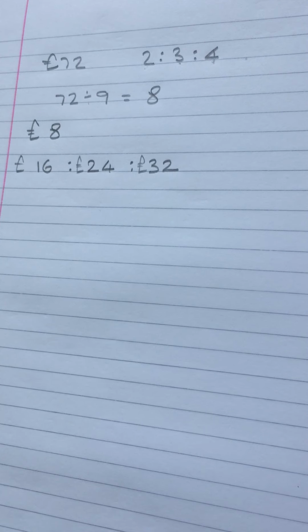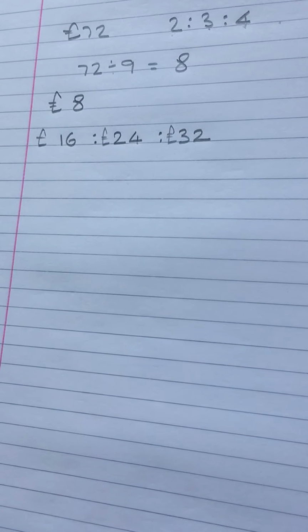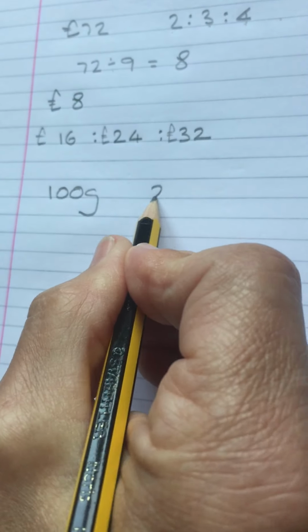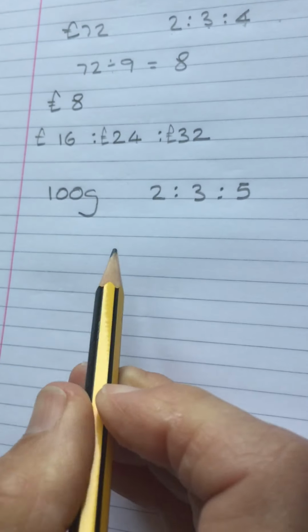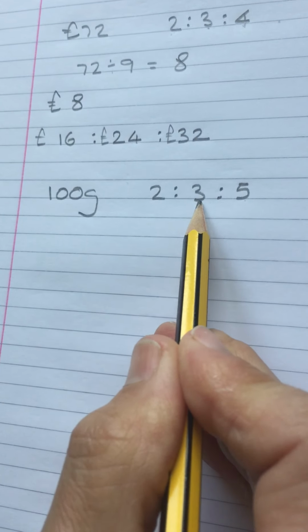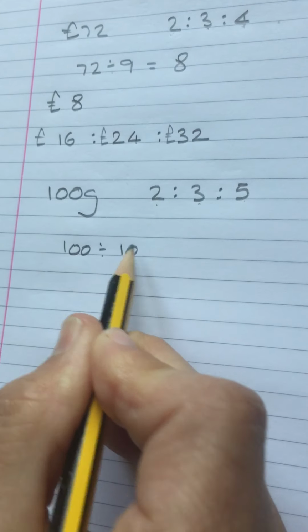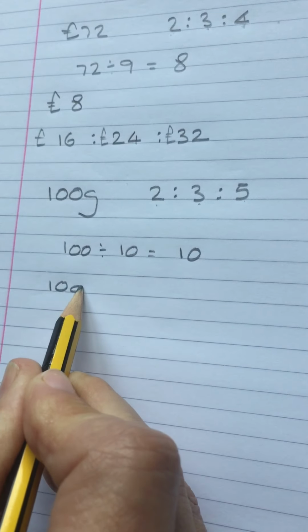I'll do another one like that. We'll do one more. So we've got 100 grams, and we're going to share it in the ratio of 2 to 3 to 5. So how many parts to our ratio are there? 5, 6, 7, 8, 9, 10. So we're going to do 100 divided by 10, which equals 10. So 1 part is 10 grams.